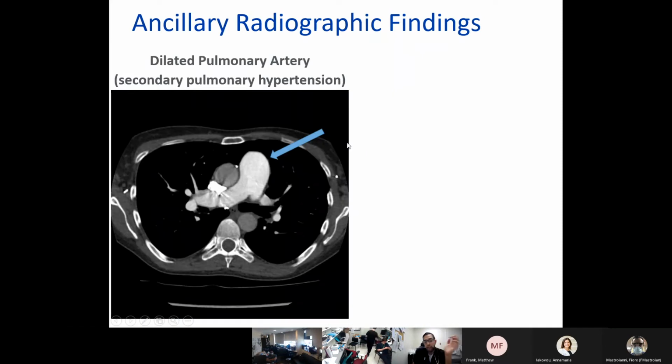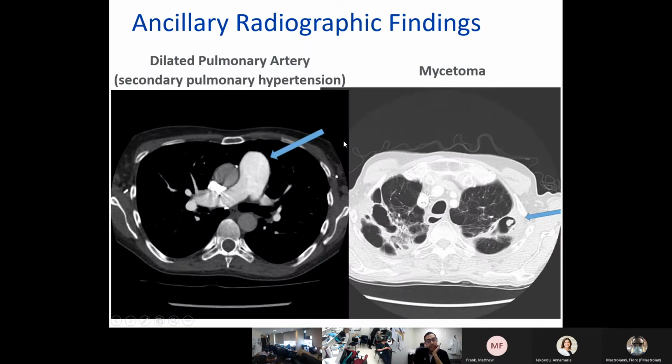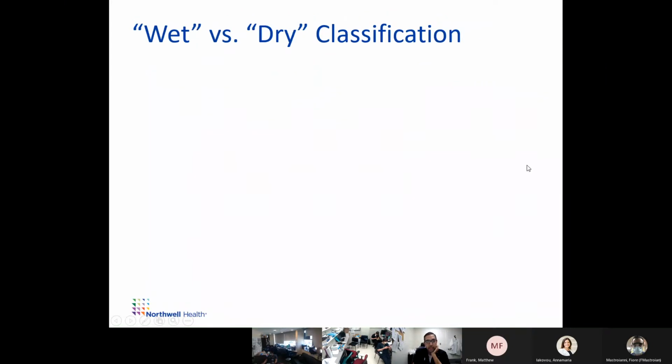Lastly, patients can have secondary pulmonary hypertension, and then also look for development of mycetomas or aspergillomas in these bronchiectatic airways. All right, so another form of classification, so we talked about the radiographic classification. Another form of classification is wet versus dry.